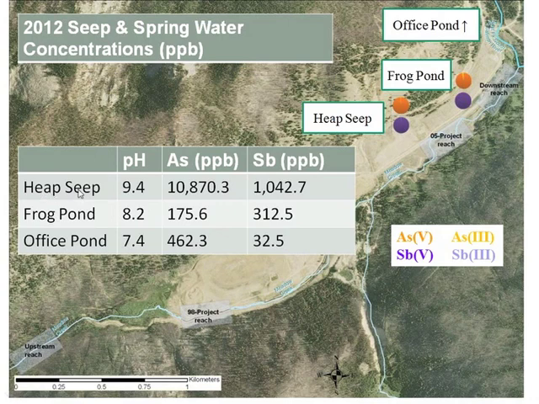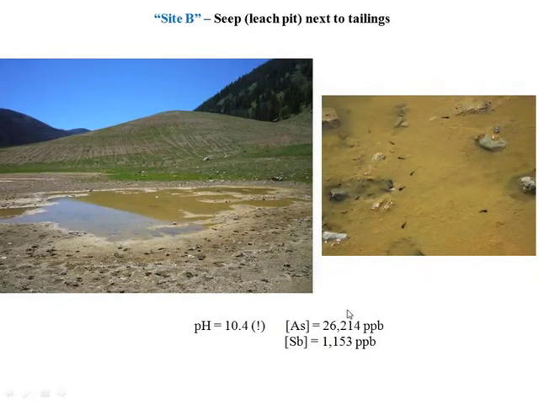The most contaminated site we call heap seep, which is next to that large tailings pile I just showed you. And we have arsenic concentrations there in the water up to tens of parts per million. This is dissolved arsenic. And antimony concentrations of up to 1 ppm or so. And then some other highly contaminated ponds where we did some microbial culturing. So, very high arsenic concentrations.